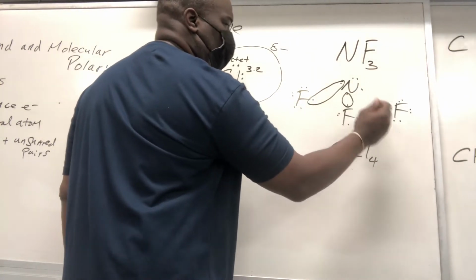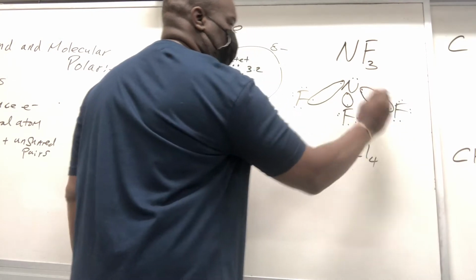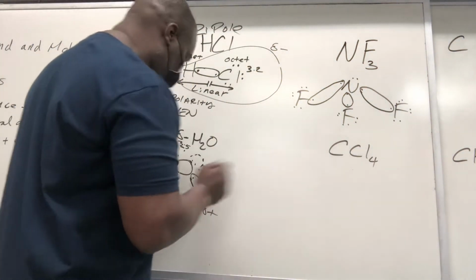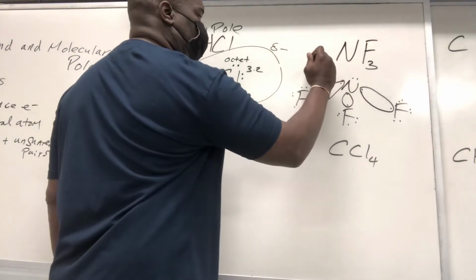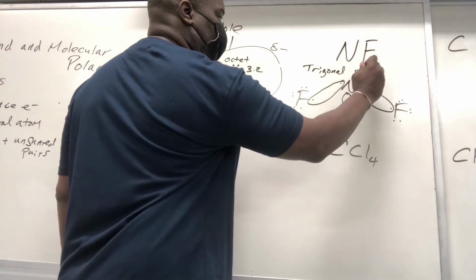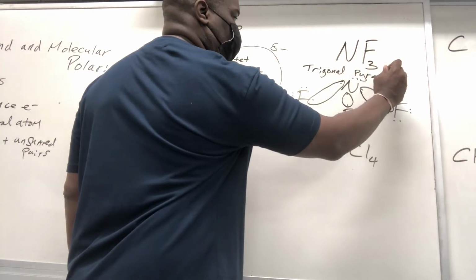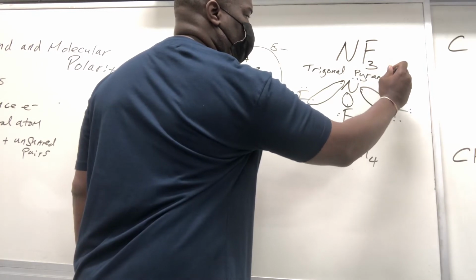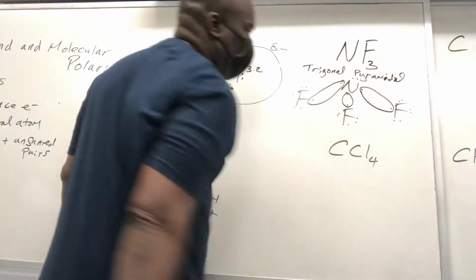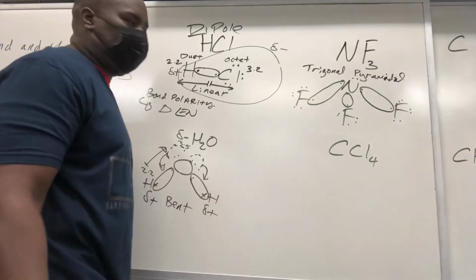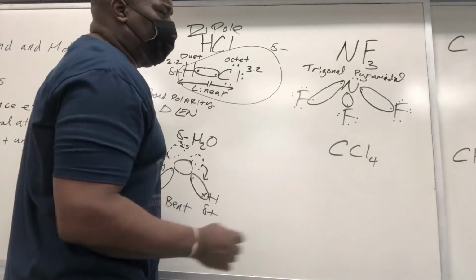All right. You guys remember what shape this is? This shape is trigonal pyramidal. Okay. This NF3 is trigonal pyramidal. Pyramidal, P-Y-R-A-M-I-D-A-L. Okay. Bam. Done. Now, most people say trigonal pyramidal. All right. No problem. Pyramidal, depending on how you want to pronounce it.